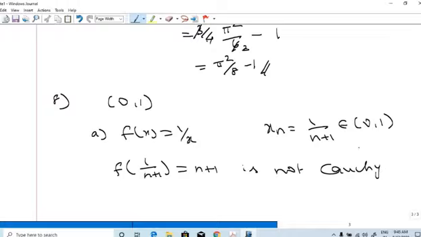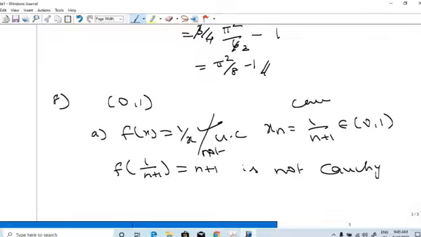But x_n is Cauchy, but f of x_n is not Cauchy. But we assume that, suppose it's uniformly continuous, then a Cauchy sequence goes to a Cauchy sequence. But this does not take a Cauchy sequence to a Cauchy sequence, therefore this is not uniformly continuous. Okay.